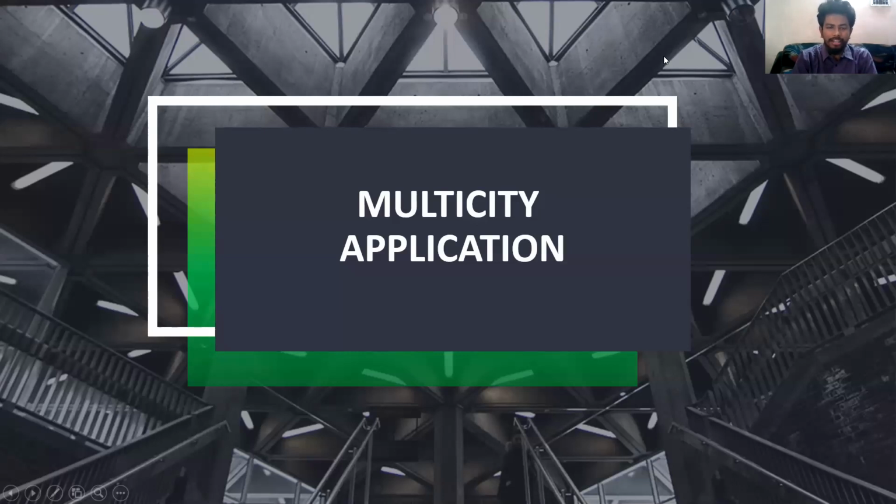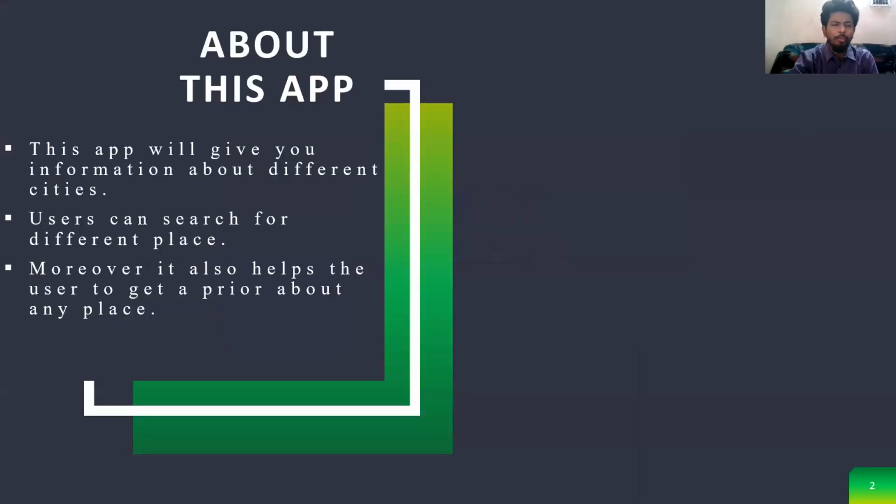I developed an application called Multi-City Application, which will give the user brief information about places and cities according to their choice. So let's start. As you can see, I made a small PPT where the users will get information about the places, and by looking into the PPT, it will give a brief description. So what is this app about? This app will give you information about different cities as well as places, and users can even search for different places too. Moreover, users will get prior information about a particular place before visiting it.